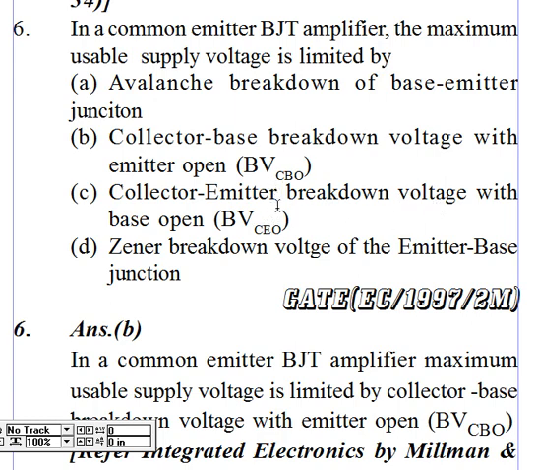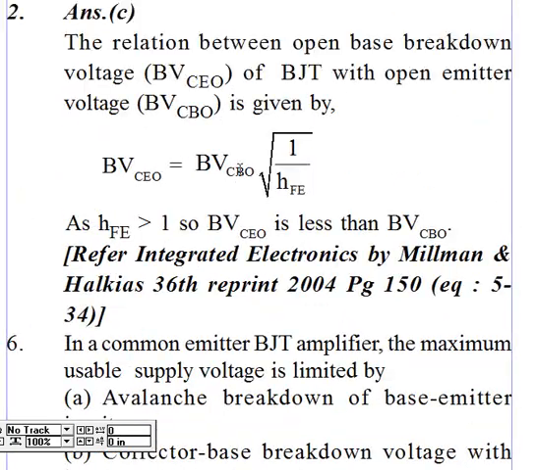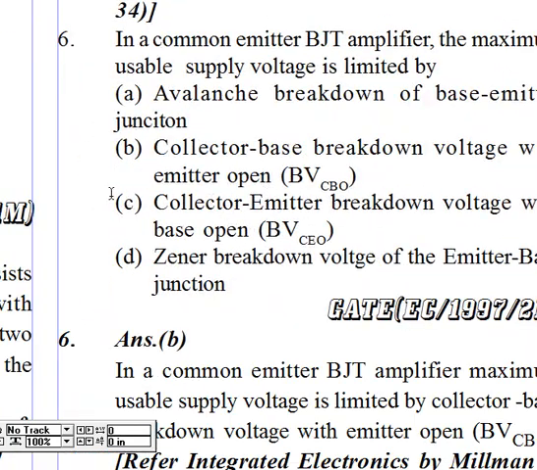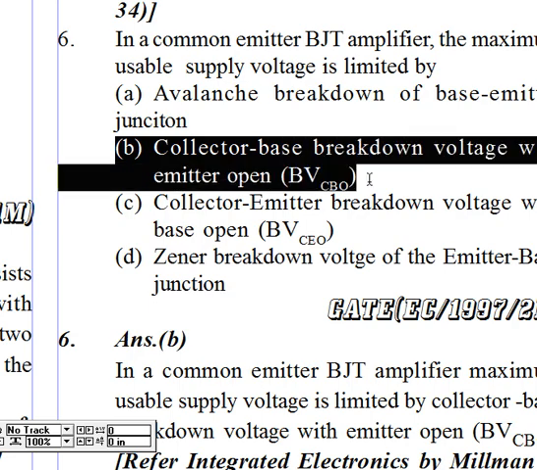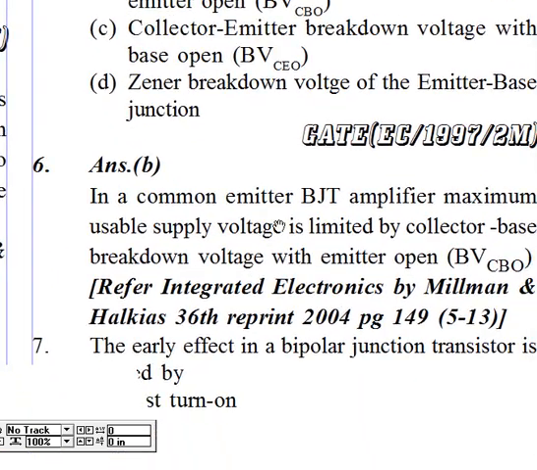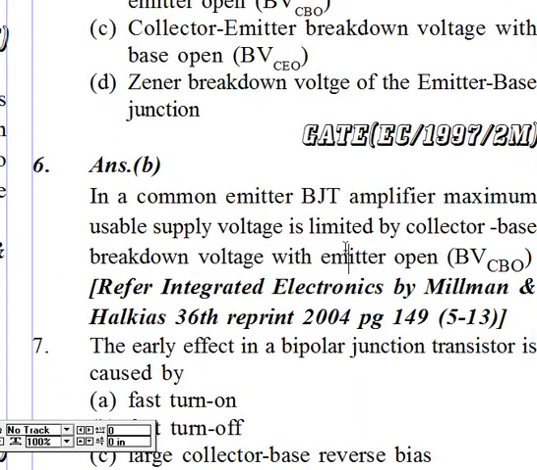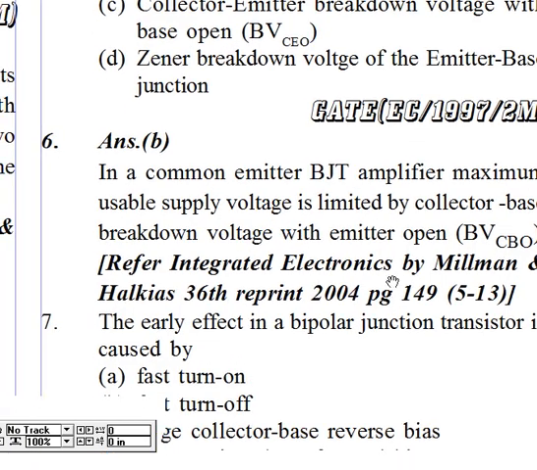So we know the maximum voltage is what? BVCBO. BVCEO is less than this. We have already seen here. So this is the maximum breakdown voltage. Fine. So this limits the voltage, that is BVCBO.